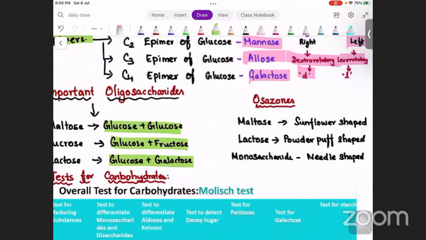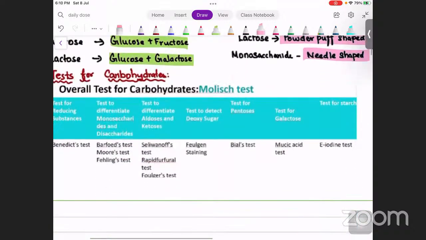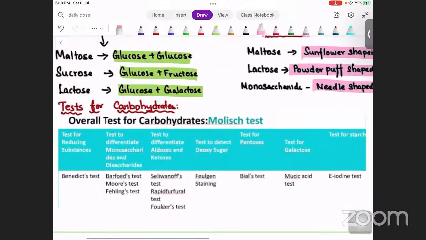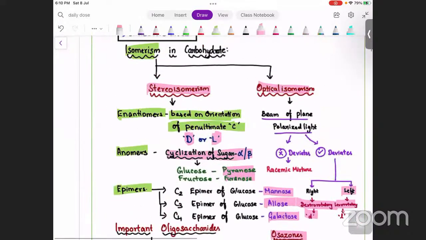Then, whenever you treat the carbohydrates with the phenylhydrazine compound, you may get a flavored substance called osazones. So osazones might be asked sometimes as a basic question. So what type of osazones? Maltose is a sunflower shaped osazone, lactose powder puff shaped osazone, monosaccharide needle shaped osazone. Okay, maltose sunflower, lactose powder puff, and monosaccharide needle shaped osazone has been formed. Okay, so far these are the basic things about the carbohydrate.